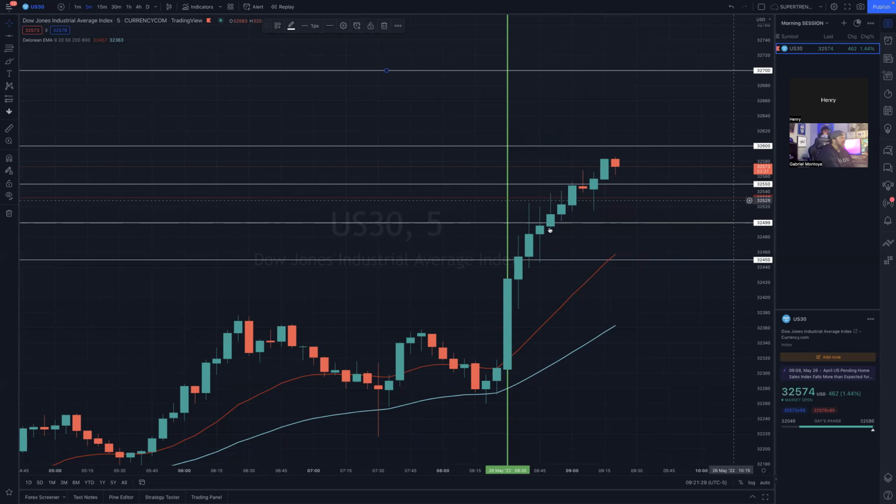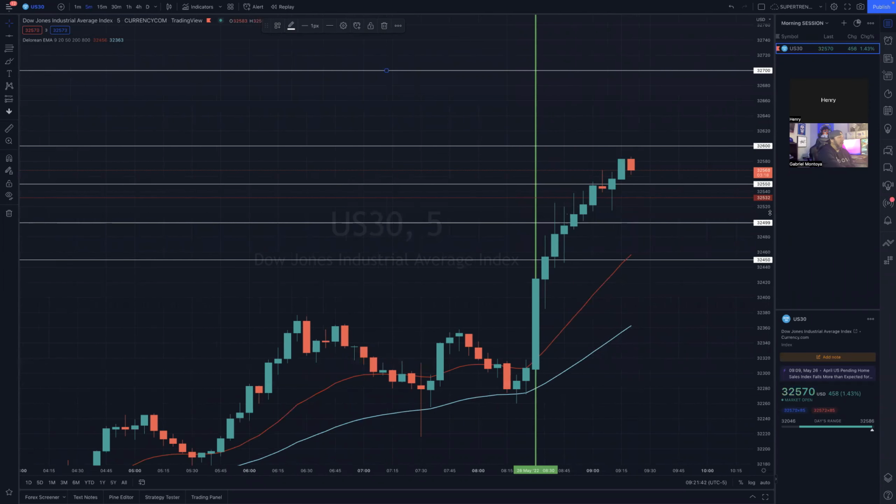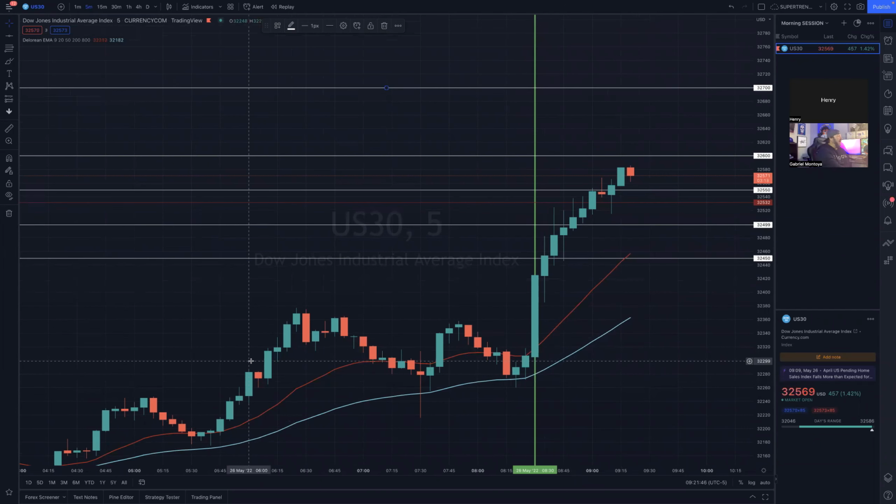Again, look at the size of these candles. Obviously we had an impulse here at the open, but again, just small movements, small volume. Not a whole lot of volume on these candles. And again, it's been like that, just obviously the state of the market.